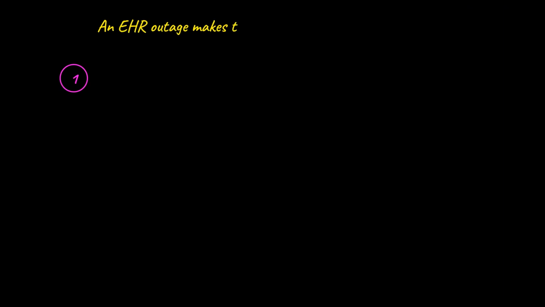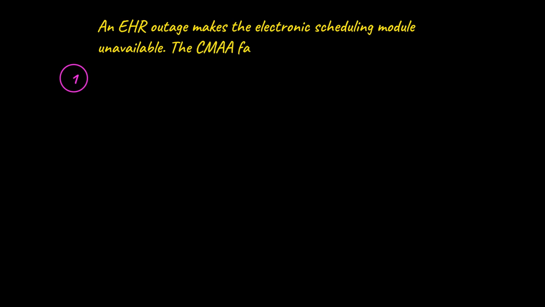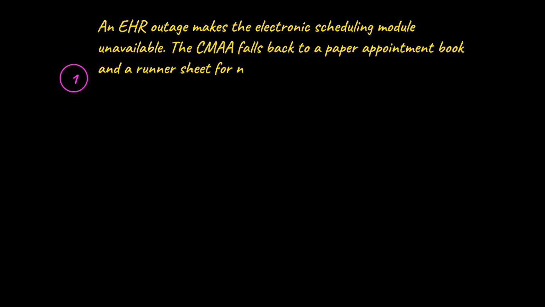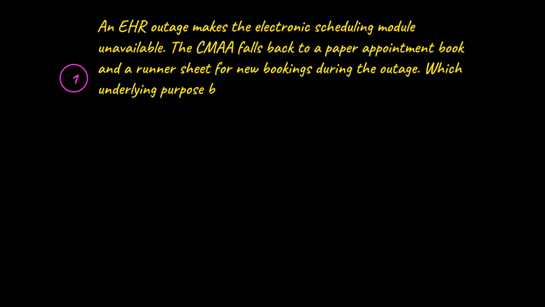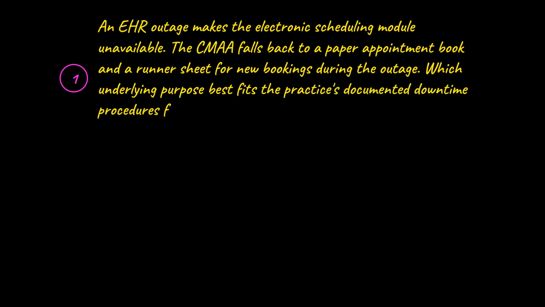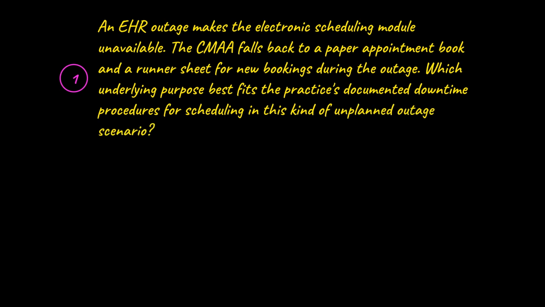Question 1. An EHR outage makes the electronic scheduling module unavailable. The CMAA falls back to a paper appointment book and a runner sheet for new bookings during the outage. Which underlying purpose best fits the practice's documented downtime procedures for scheduling in this kind of unplanned outage scenario?